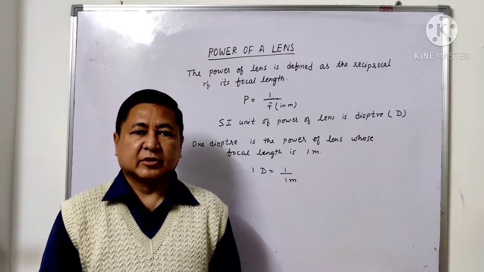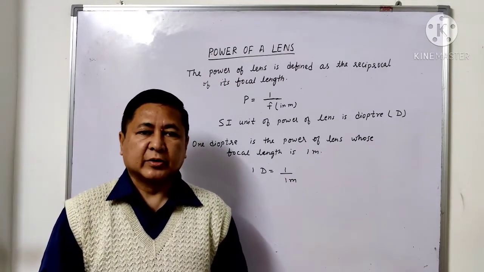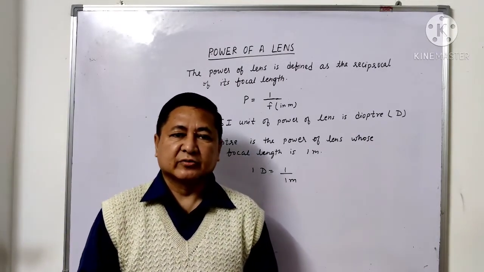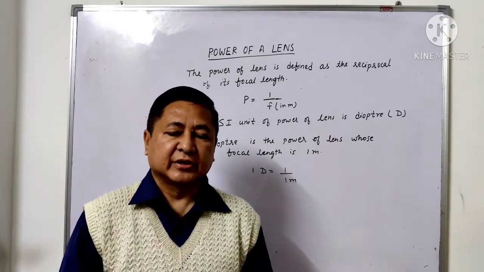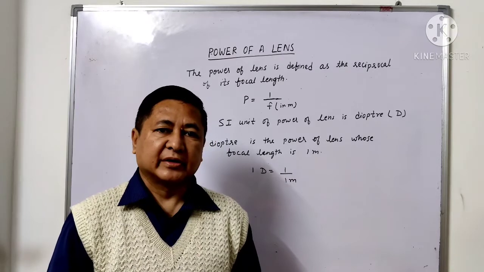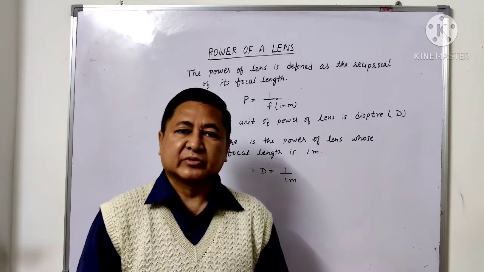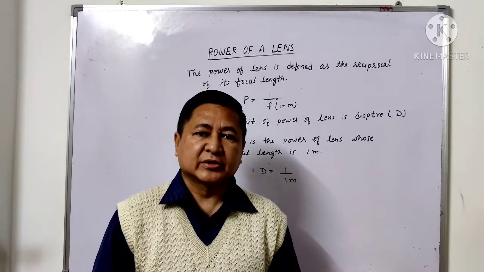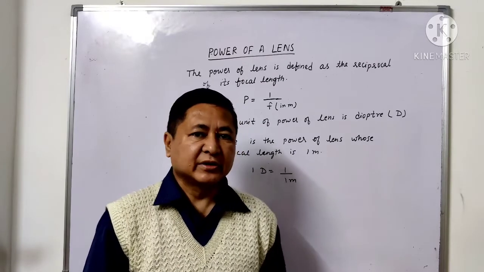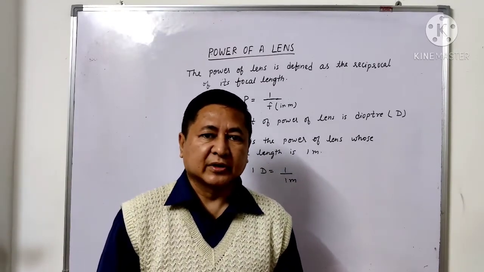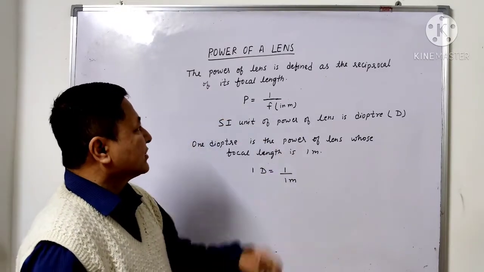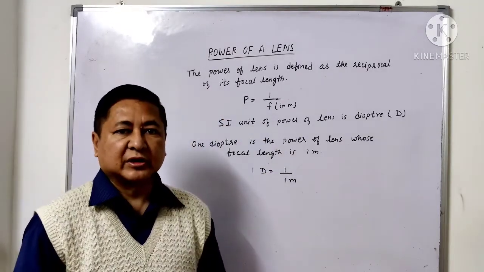Now let us discuss the power of a lens. You might have heard sometimes when you ask someone what the power of your lens is, they say minus 2.5, minus 1.5 or plus 1.5. We will discuss how this negative and positive sign comes, and let us first discuss what power of a lens is. Power of a lens is defined as the reciprocal of its focal length.